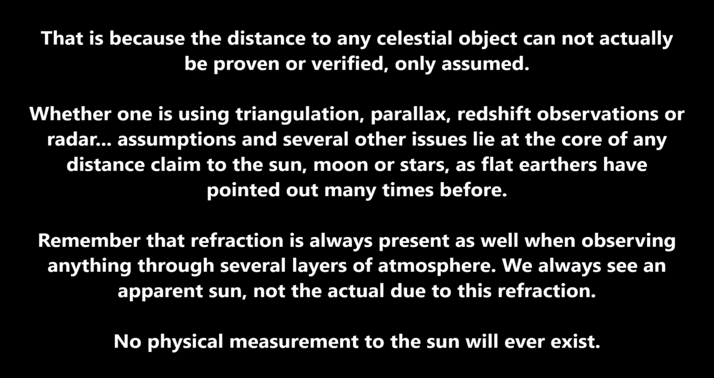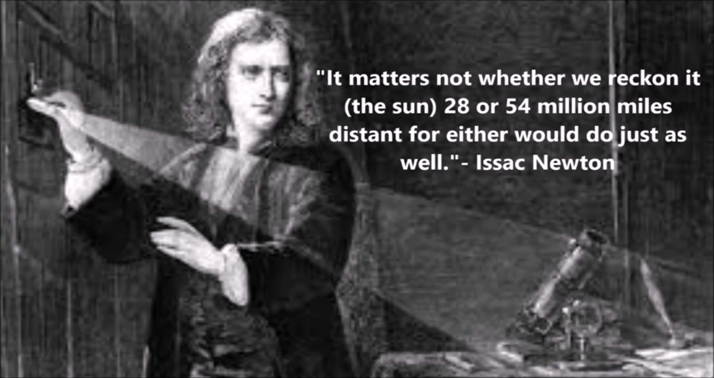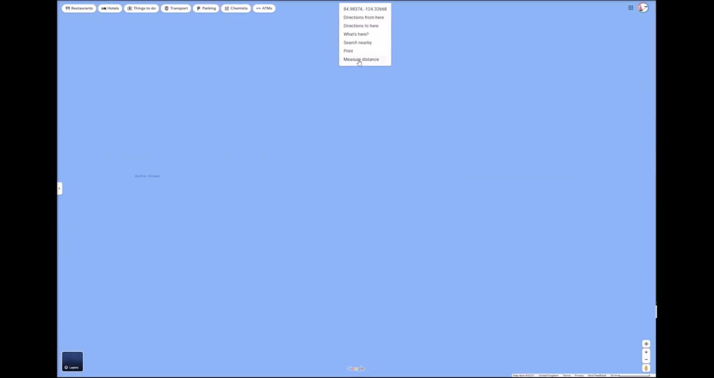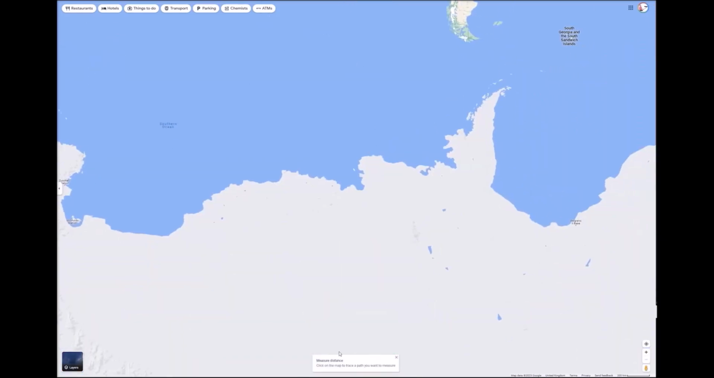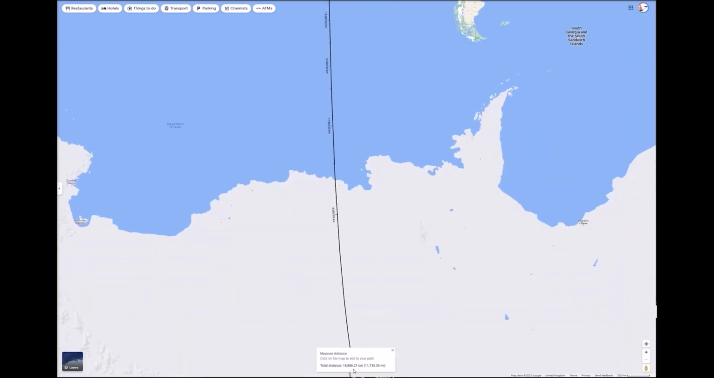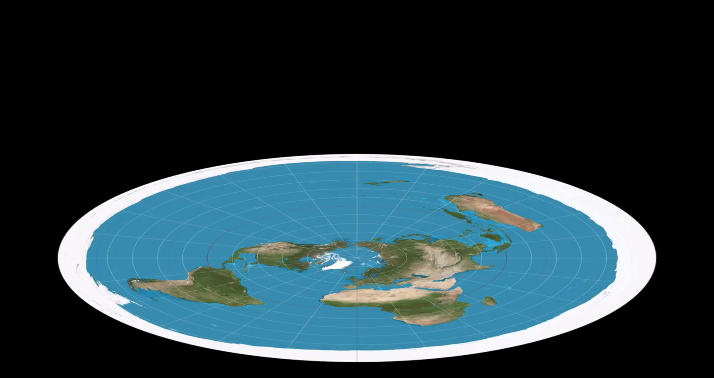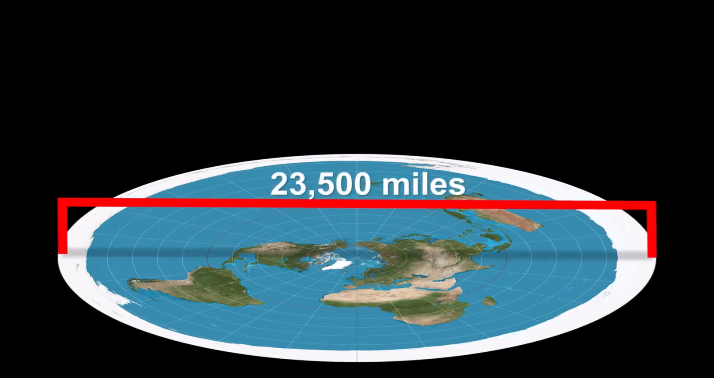Remember that refraction is always present as well when observing anything through several layers of atmosphere. We always see an apparent sun, not the actual, due to this refraction. No physical measurement to the sun will ever exist. The distance from the North Pole to the South Pole is about 11,800 miles, which would put a flat Earth at around 23,500 miles across.